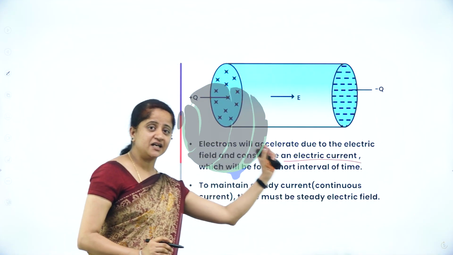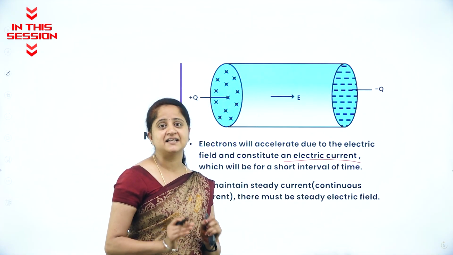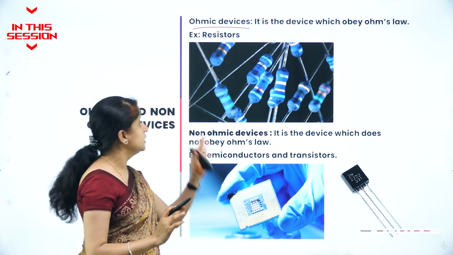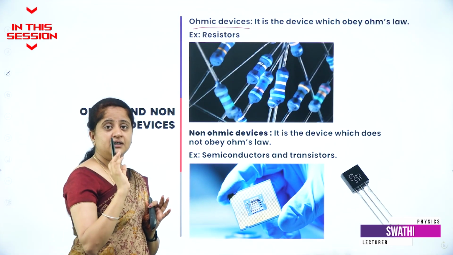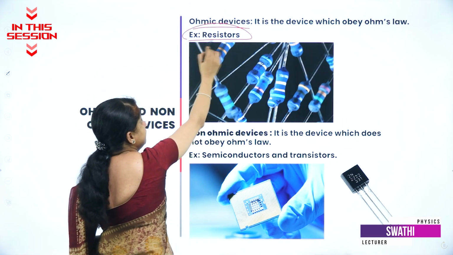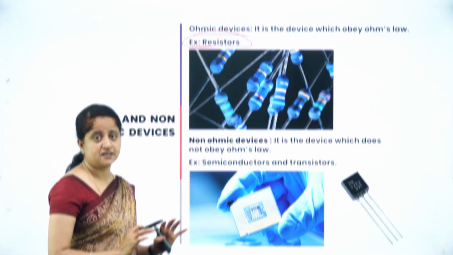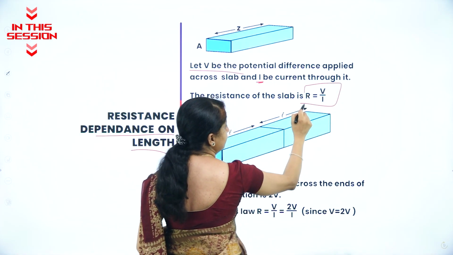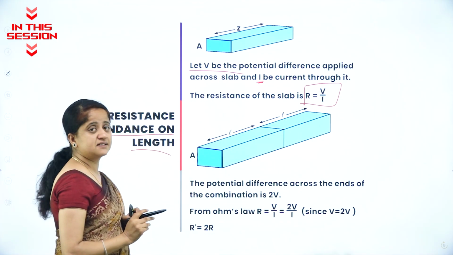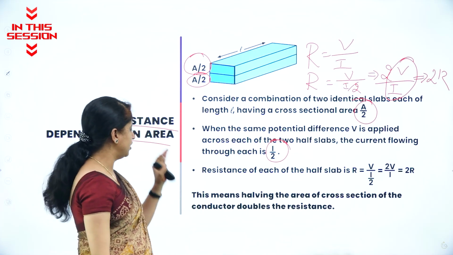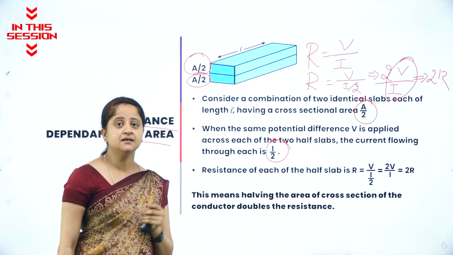Due to the acceleration or the motion of electric charges, electric current will produce. Any device which obeys Ohm's law in its functioning, we'll call them as ohmic device. The best example for ohmic device is a resistor. What is resistance according to Ohm's law? It is given by R is equal to V by I. So this is the resistance of the slab. Decreasing the area of cross section of the conductor doubles the resistance.